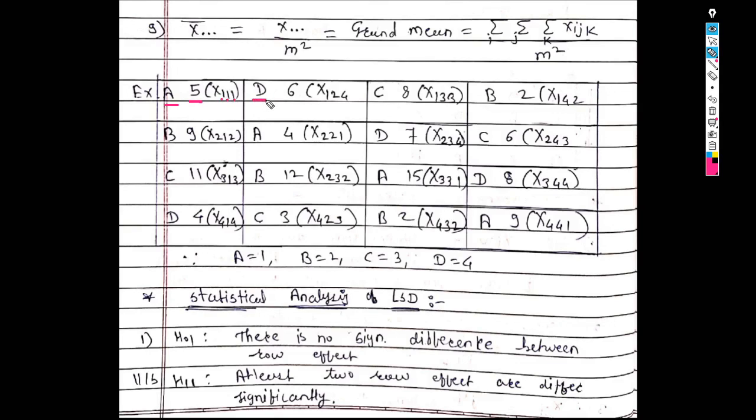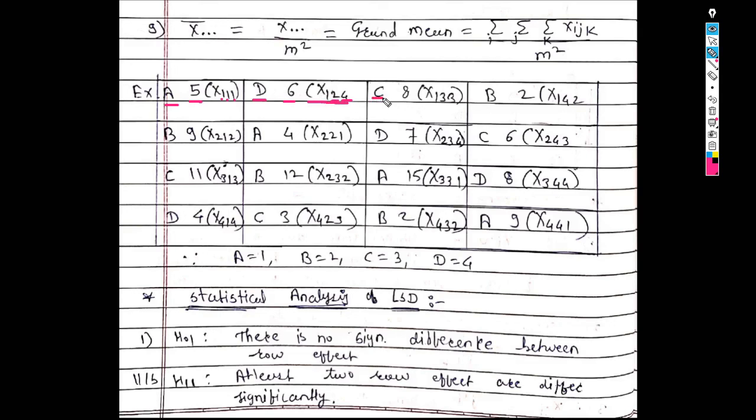Here we have the assigned treatment D, and for this we have observation 6. So how do we denote this observation? This observation is denoted by x_124. Here 1 is the first row, we have the second column, and D is our fourth treatment. So we denote this observation as x_124.